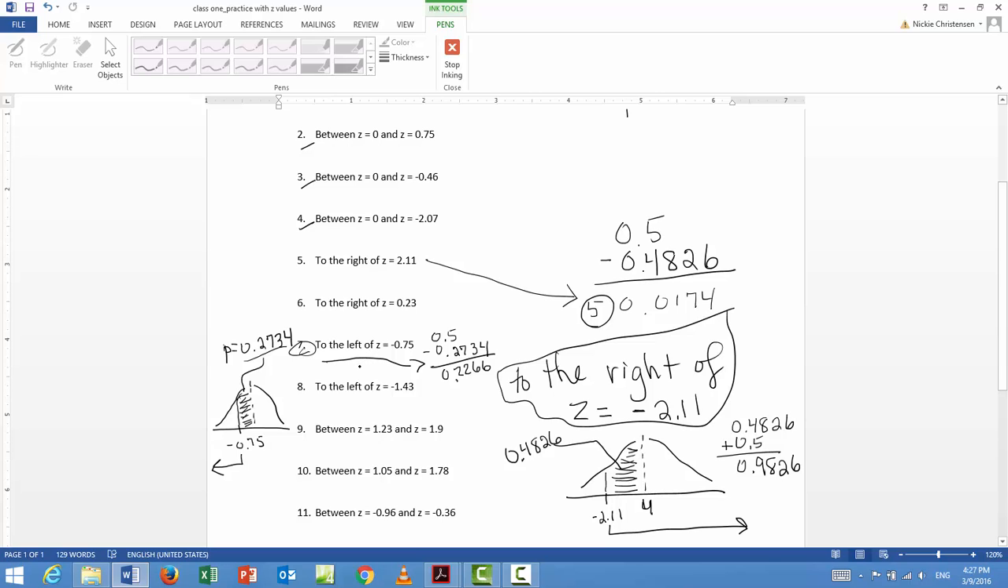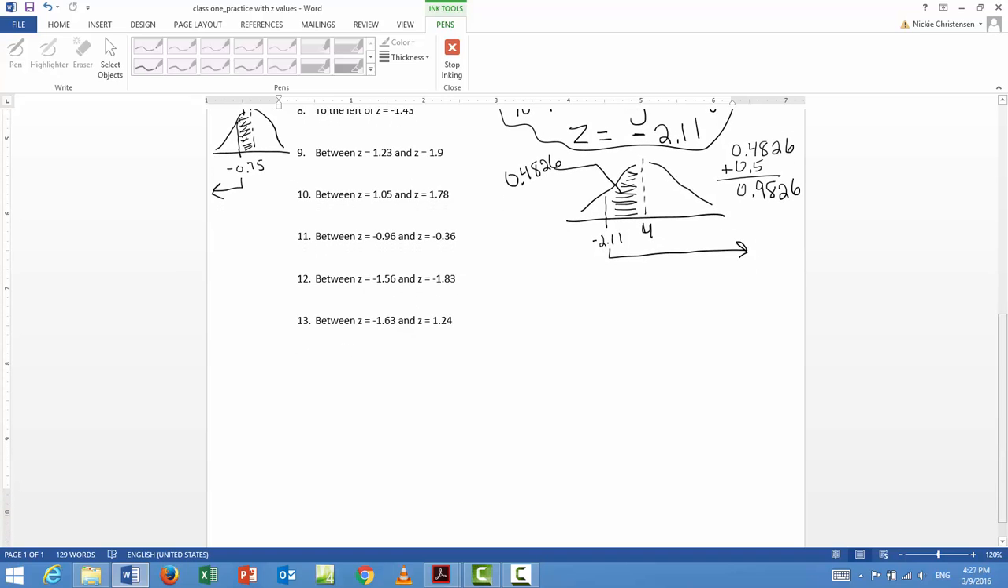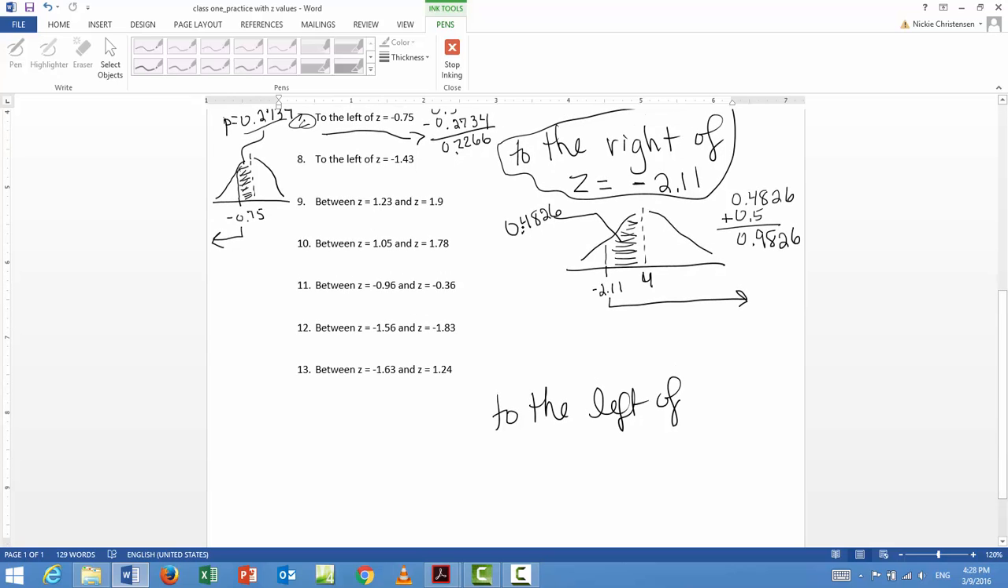Let's do a problem to the left of a positive number. I'm just going to make one up. Actually, let's just take that same number, but we'll say it's positive. To the left of z equals positive 1.43. So what we're being asked to find, here's our curve, this is the mean, and here is our z value of positive 1.43. We're being asked to find the area to the left of that z value.